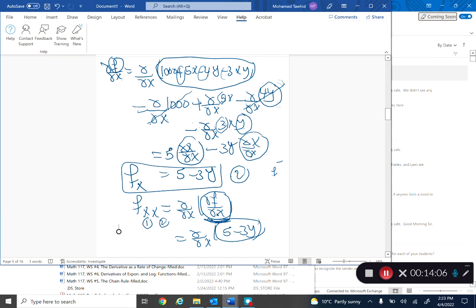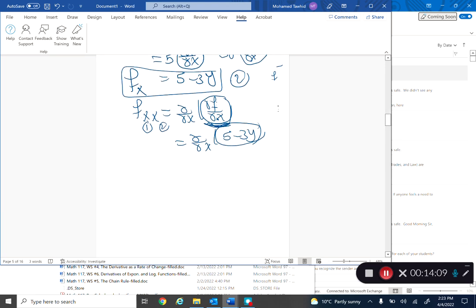Now I'm taking the derivative with respect to x, and I have to consider y as a constant. So 5 minus 3y, all of them are constant, because I'm taking the derivative with respect to x, so your y here is a constant. Since you take the derivative of the whole constant, that gives you 0, because the derivative of 5 is 0, and y is a constant, so the whole thing gives you 0.